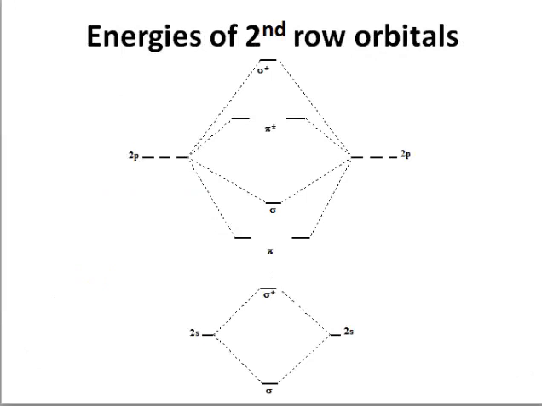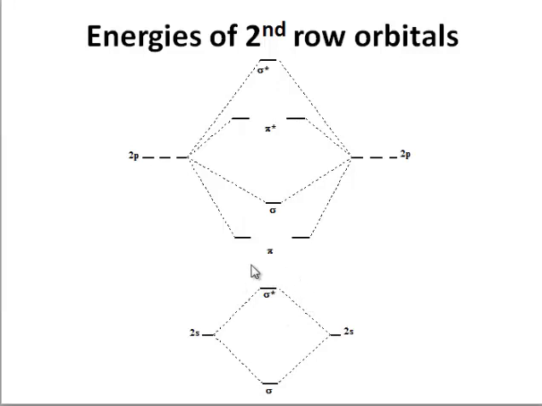If you consider an orbital diagram for the second row, here we find the energies of the bonding and anti-bonding orbitals made from the 2s orbitals. The 2p orbitals are higher in energy than the 2s, and they make pi orbitals, sigma orbitals, pi anti-bonding orbitals, and sigma anti-bonding orbitals. All of these orbitals are higher in energy than this sigma and sigma star orbital.